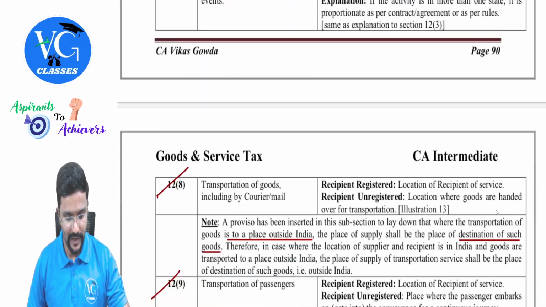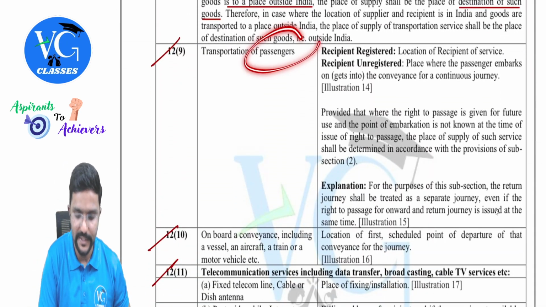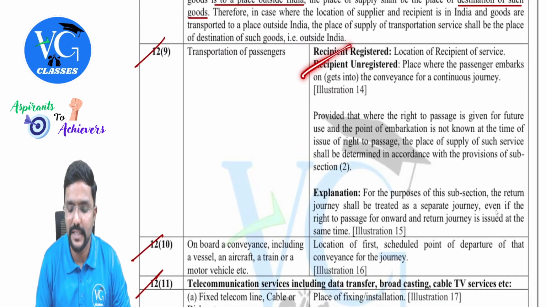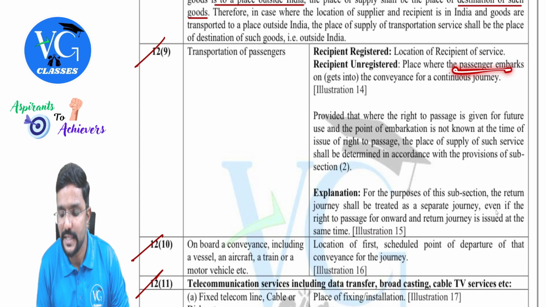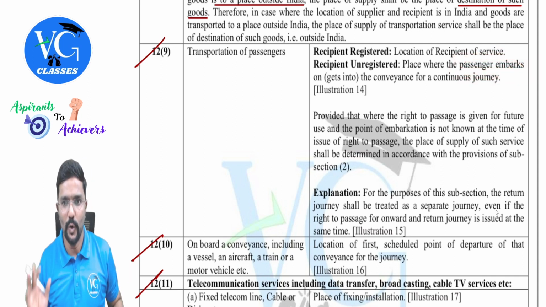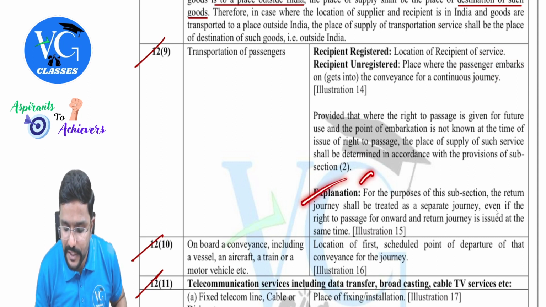So as per section 12 of IGST Act, transportation of passengers. Here, if recipient is unregistered, place where the passenger embarks is the place of supply. That is the starting point in simple. Next, I have also mentioned explanation here.